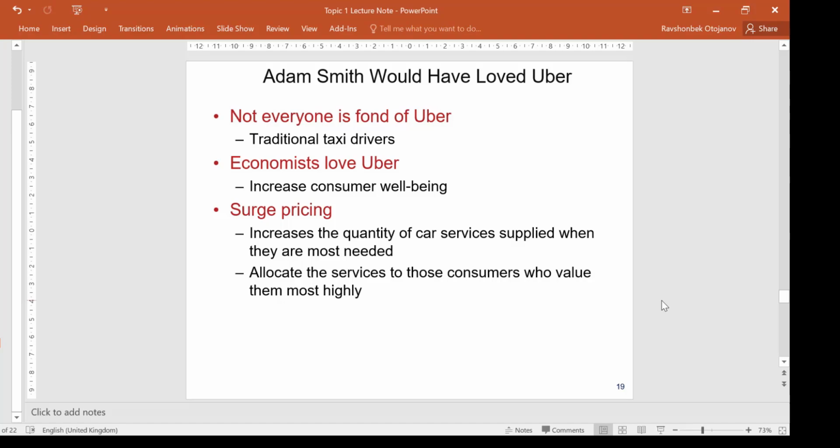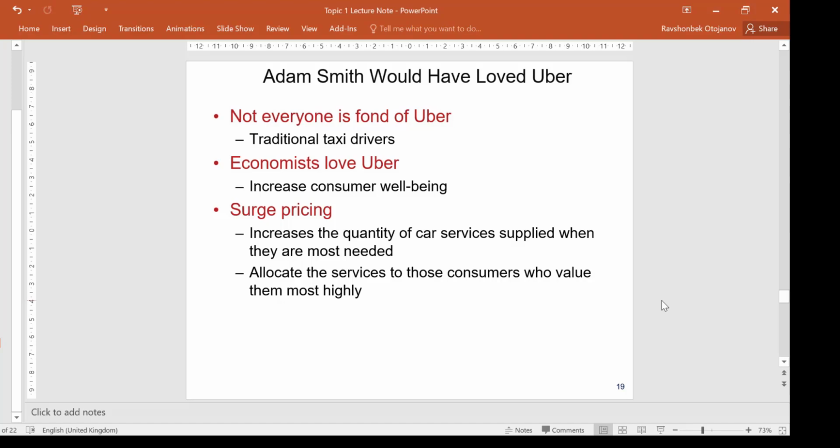It essentially increases consumer well-being. Now, surge pricing is a negative effect, of course, but this is basically a natural outcome of the incentive-based explanation of economics. When the prices are higher, a greater number of taxi drivers enter the market. But as more cars join, the price will eventually come down. So, a classic example of supply and demand.